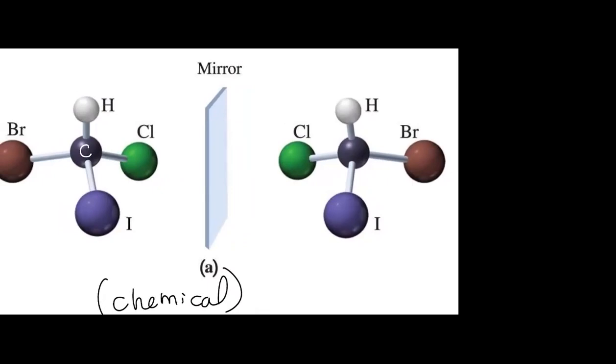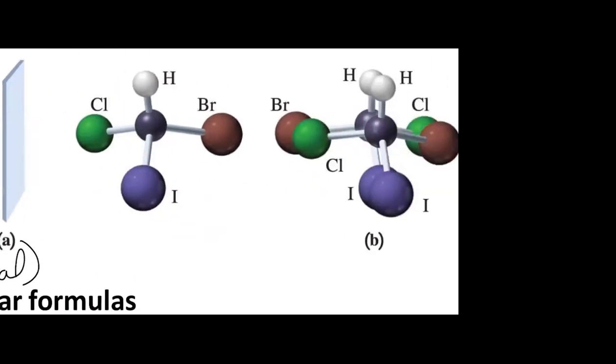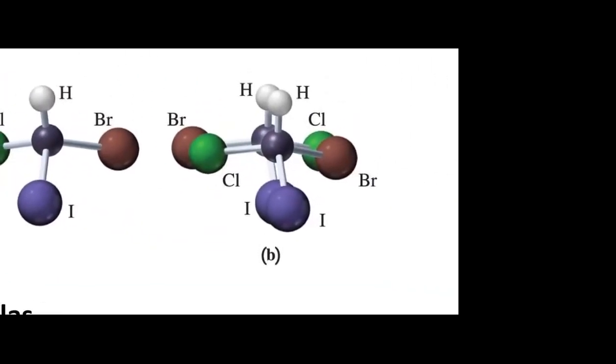Now, you can see that they have the same atoms, because we have a hydrogen, a chlorine, a bromine, and an iodine. What happens when we actually try to overlap these two molecules? As you can see, we cannot overlap all of the atoms. That's why these are 2 different molecules, okay?